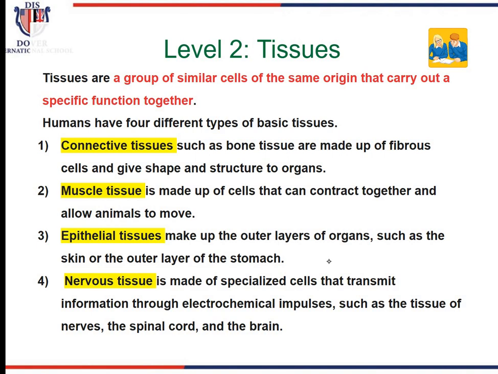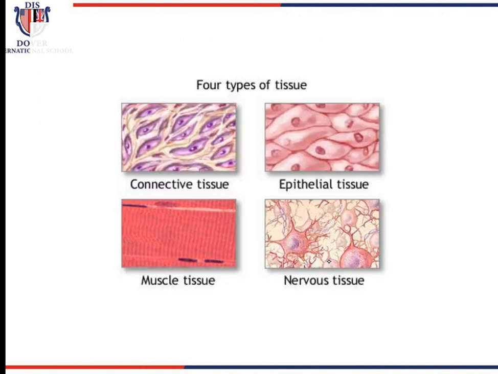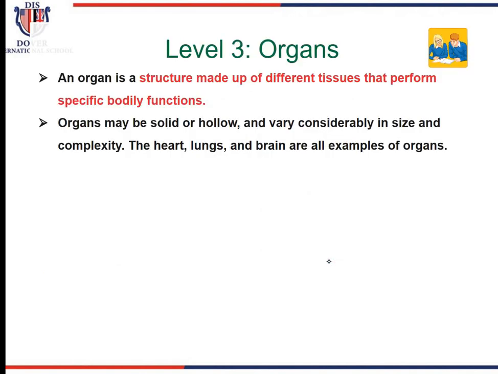So we have four types of tissues. What's the meaning of the word tissue? Group of cells of the same origin carrying out the same function. They are all doing the same function. How many types do I have? I have four types. Connective, like in the bones, muscle tissues for the movement, epithelial tissue like my skin for protection, and nervous tissue. So groups of tissue will give me an organ.